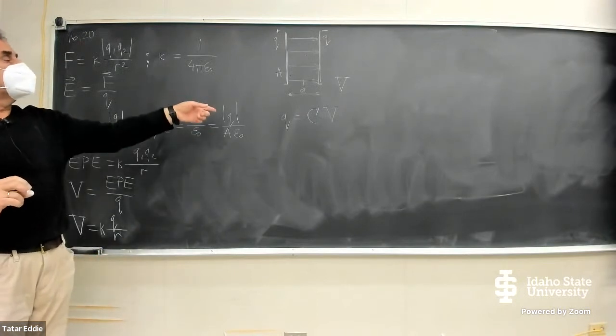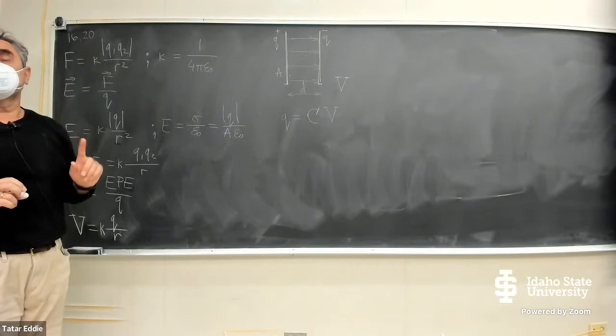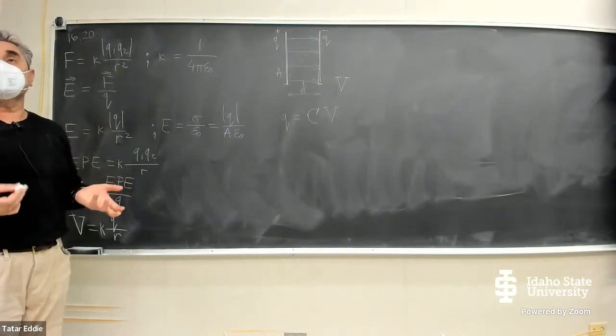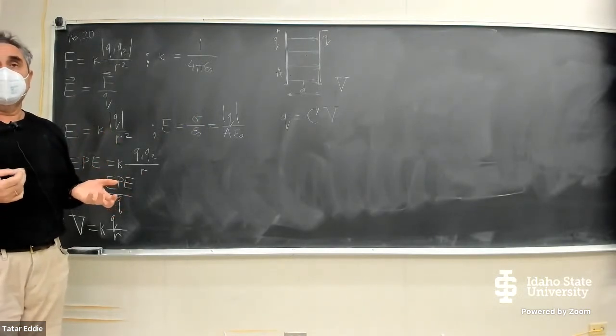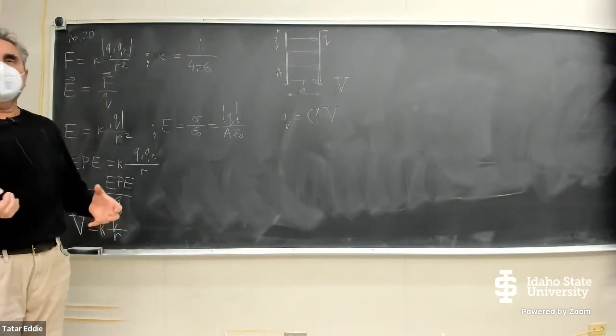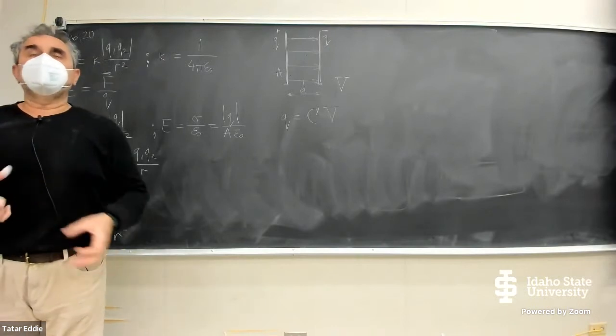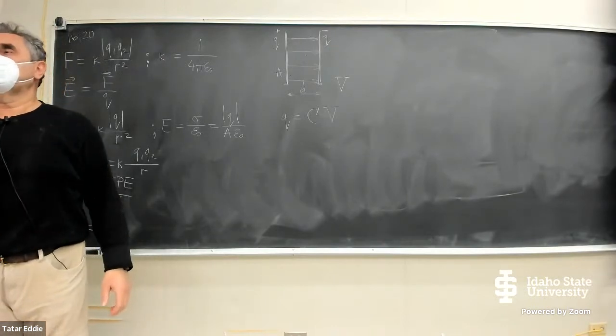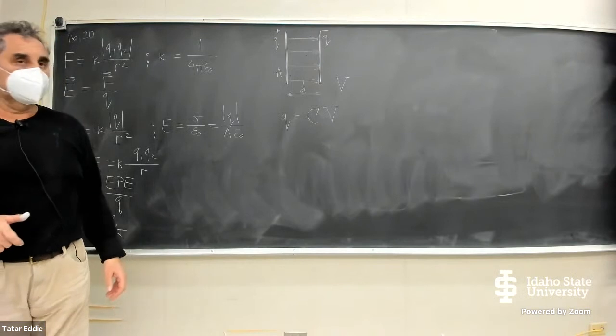Capacitance is measured in coulombs per volt, which we call farad. And we said farad is a very large capacitance. You need quite a bulky capacitor to get 1 farad of capacitance.